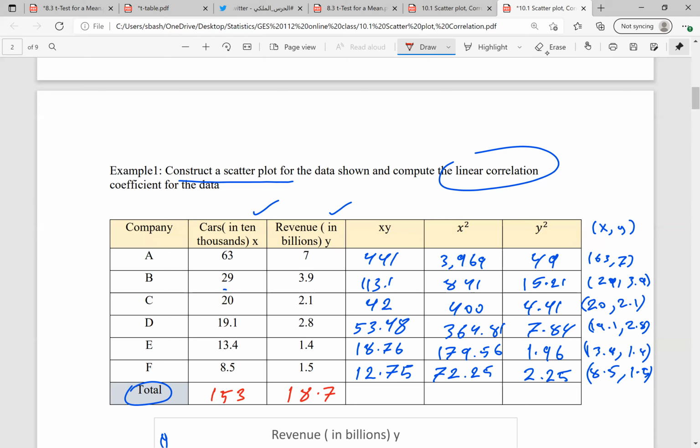Now, sigma of xy, the sum for this third column: 441 plus 113.1 plus 42 plus 53.48 plus 18.76 plus 12.75, which is equal to 681.09.